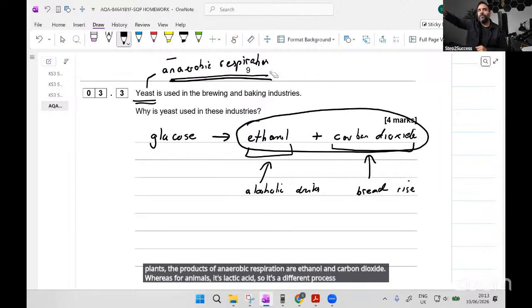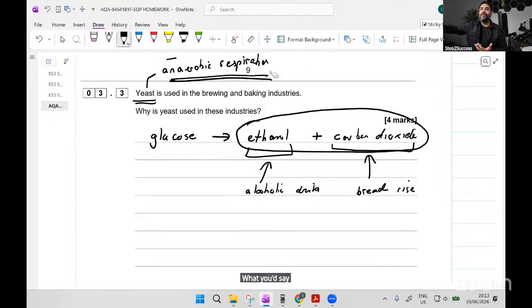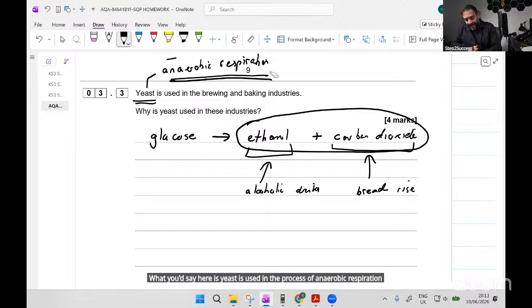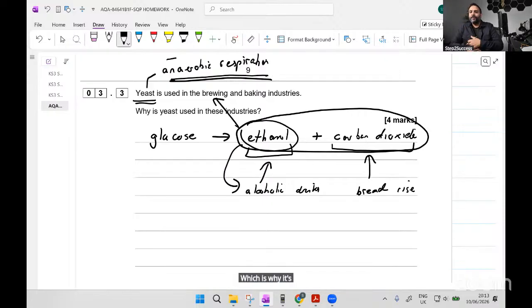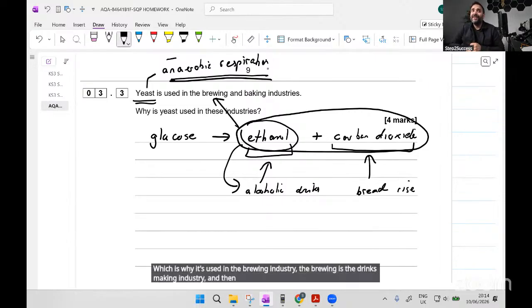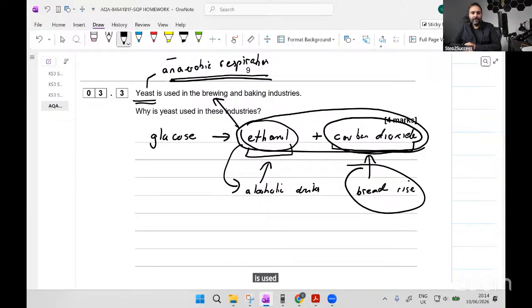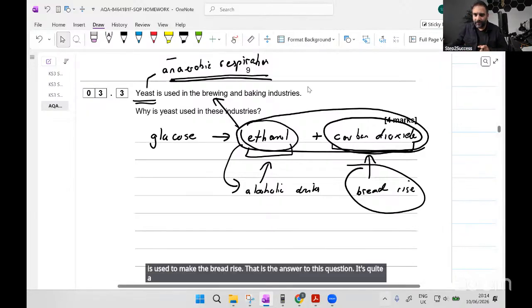So what you'd say here is yeast is used in the process of anaerobic respiration. The ethanol produced is used to make alcoholic drinks, which is why it's used in the brewing industry. The brewing is the drinks making industry. And then also, yeast can be used in the baking industry in the same process because the carbon dioxide that's produced is used to make the bread rise. That is the answer to this question. It's quite a convoluted question.